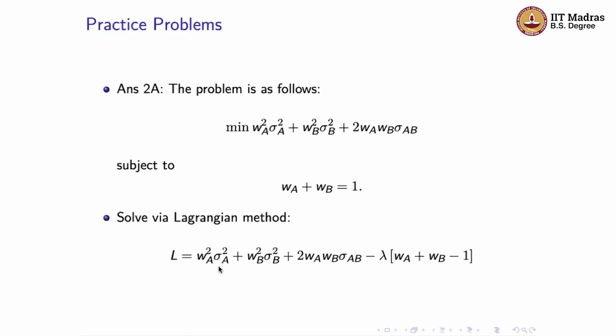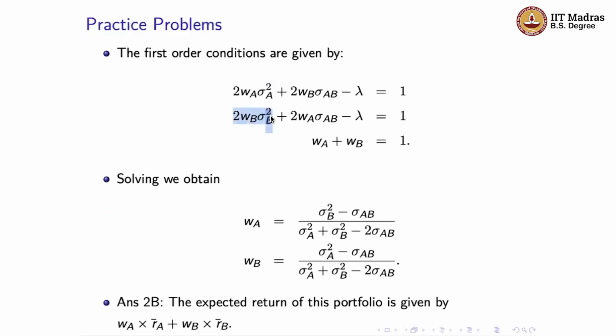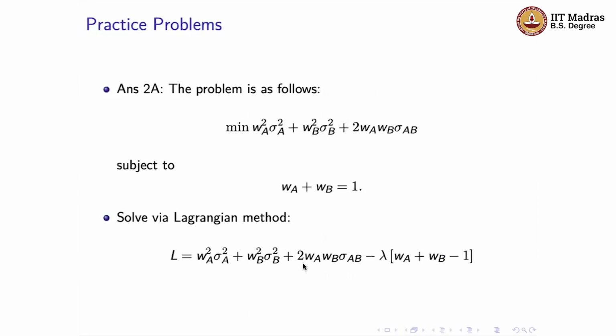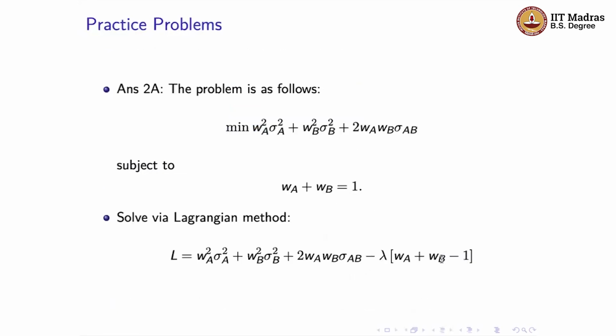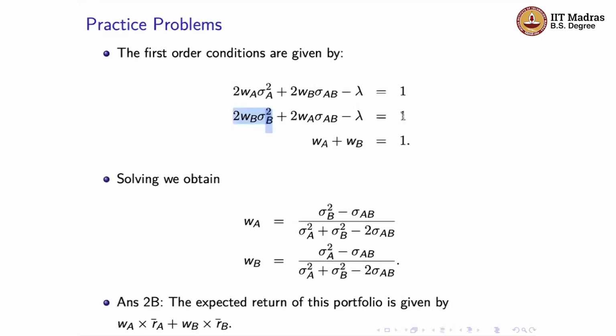How do we get the second condition? So again, we are going to differentiate with respect to WB. So we have got 2 WB sigma square B, that's the first term here, plus 2 WA sigma AB, that's the second term here, minus lambda. And again, this is going to be equal to 0.